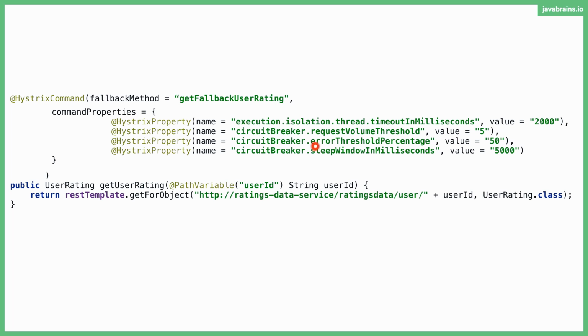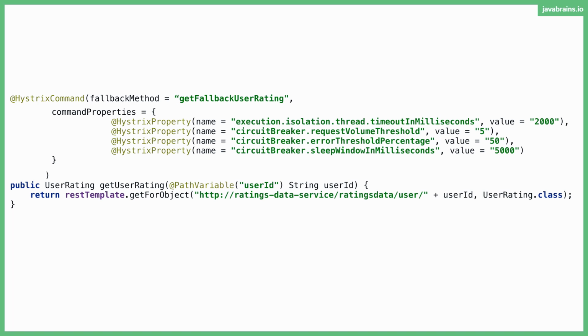The next is the error threshold percentage. It's not the number of requests that are failed. It's the percentage of requests that are failed. I've put it as 50 over here. I'm not sure how it deals with an odd number, but let's say this is 6, in which case it's going to be like 6 requests. I'm looking at the last 6 requests, and 50% of them have to fail. So if 3 of the last 6 requests fail, the circuit is going to break.